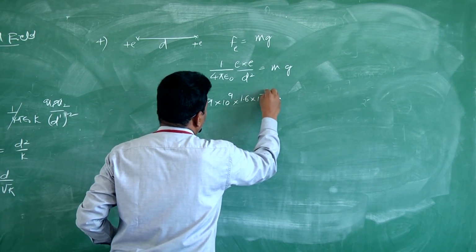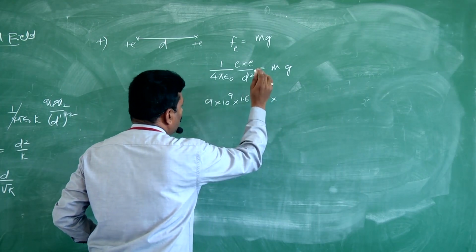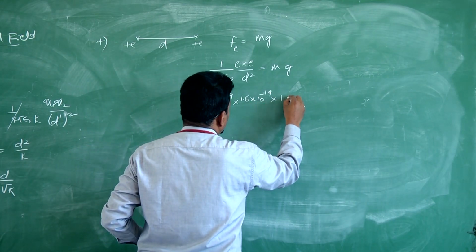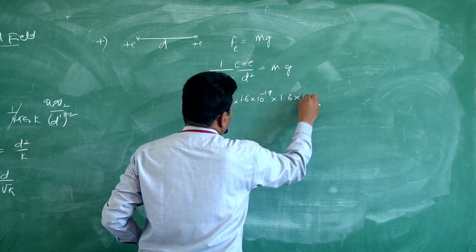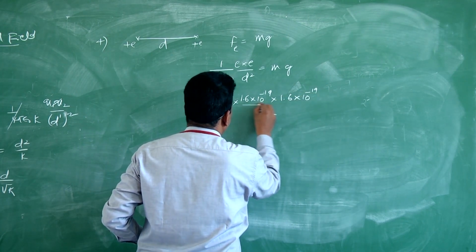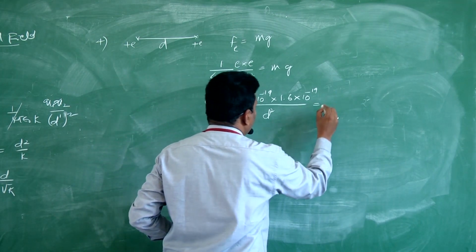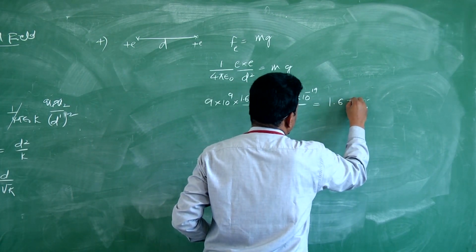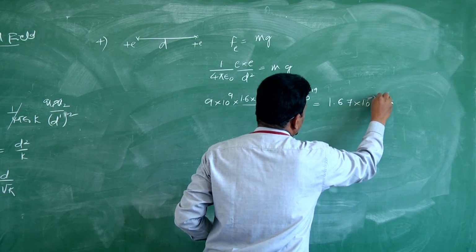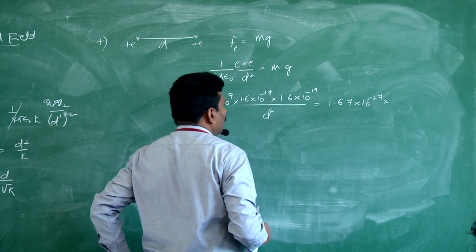1.6 into 10 to the power minus 19. The charge of a proton is equal to the charge of an electron, right? That is the basic charge, 10 to the power minus 19, divided by the distance. We'll have to find the distance, d squared. The mass of the proton is given, how much? 1.67 into 10 to the power minus 27, into g.